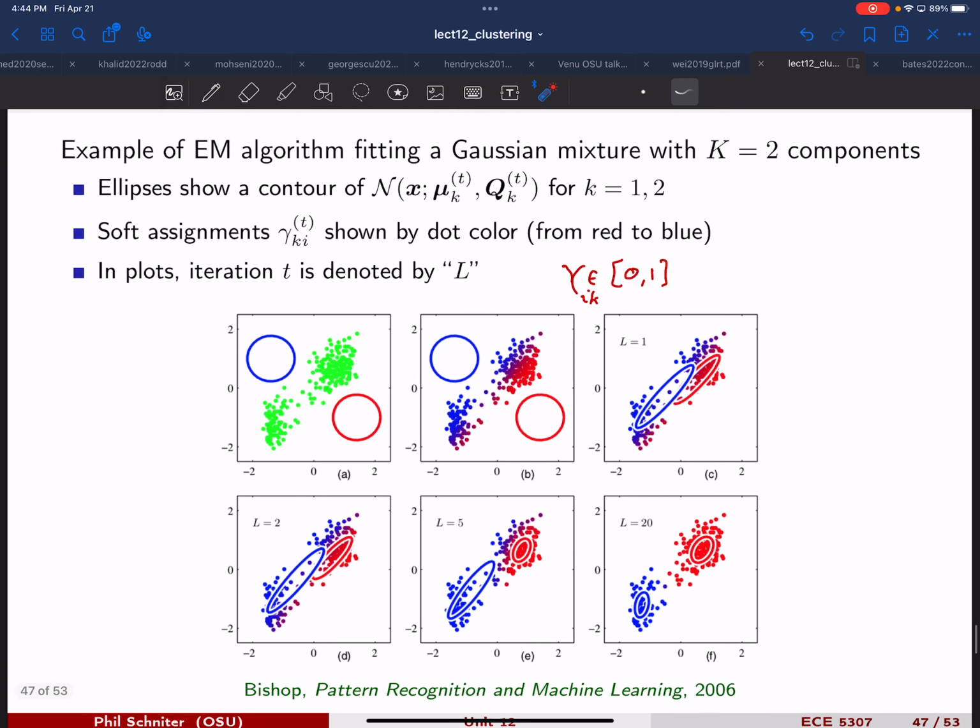Any questions? Yes? If you continue to run more iterations, will those ellipses get smaller, or is that the end? I think it's just going to settle out there, and it will not really change much from that point on. Okay.